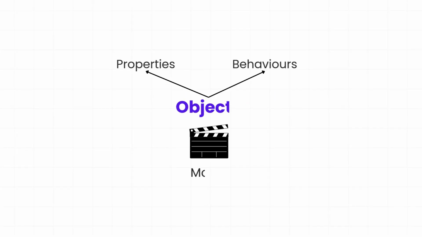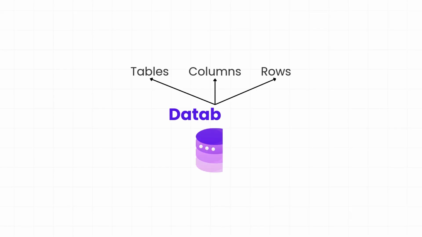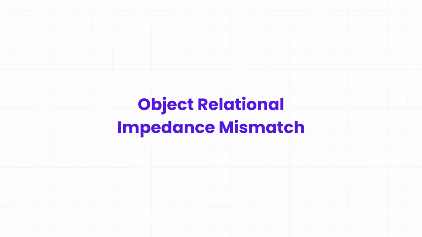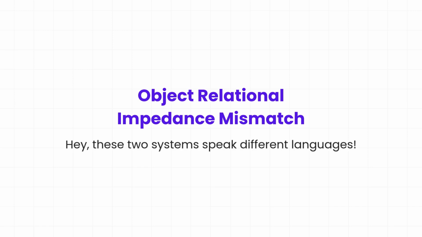Let's break it down. In programming, we love objects. They have properties and behaviors, like a movie with a title, year, and cast. But databases? They're all about tables, columns, and rows. This difference is called the Object-Relational Impedance Mismatch. A fancy way of saying, hey, these two systems speak different languages.